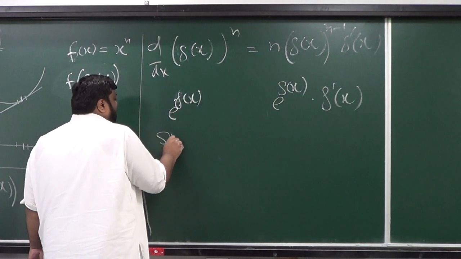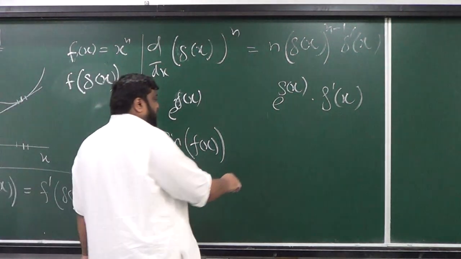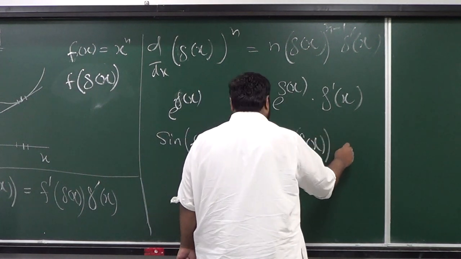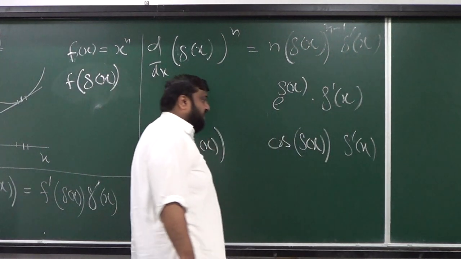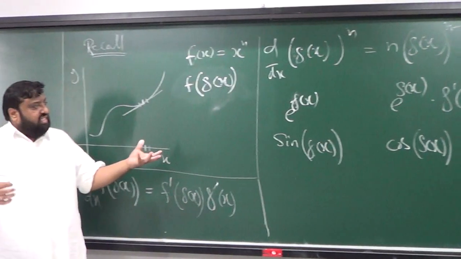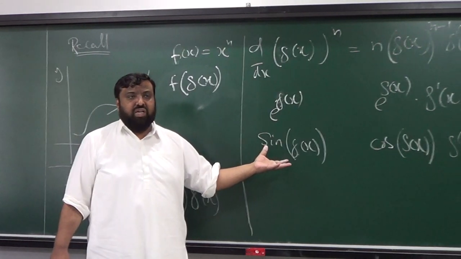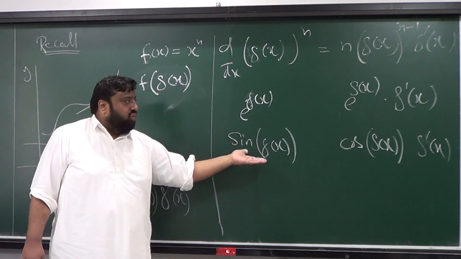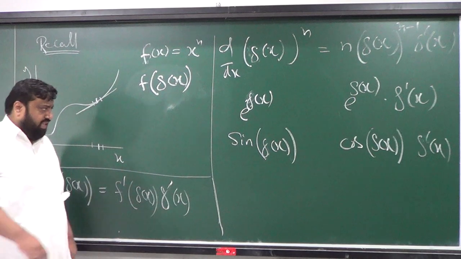And then you can have all such elementary functions. So if you have sine of g of x, the derivative of sine is cosine, then evaluate this at g of x and multiply it with g prime of x. Usually when we learn these things, we memorize them, but I don't want you to just memorize the formula. You can keep it in your memory, but you should know the key thing that is working behind such relationships.